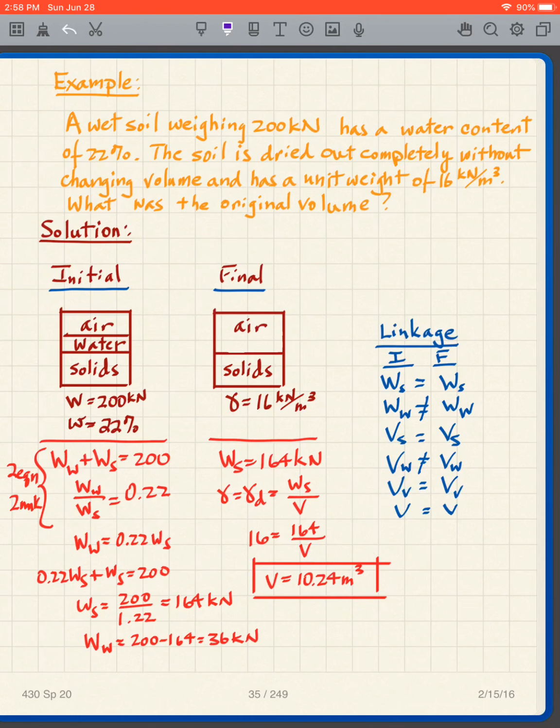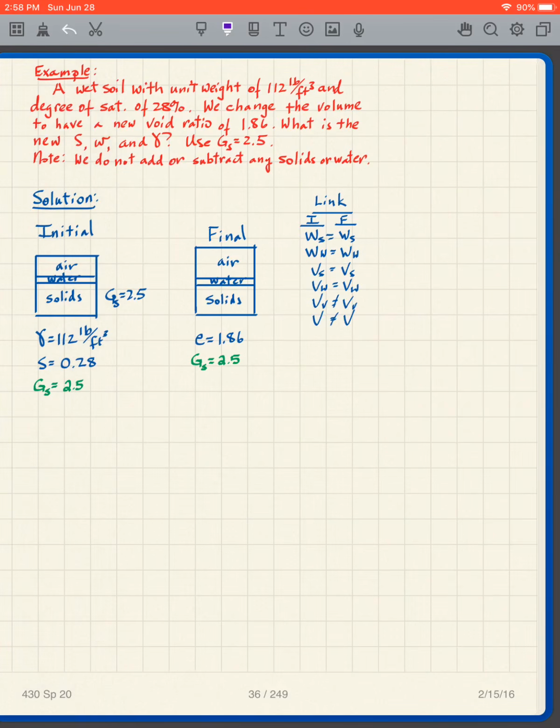That's that problem. Okay, let's read through this one. Now, it says a wet soil with a unit weight of 112 and a degree of saturation of 28%. We start there. We change the volume, okay, and have a new void ratio of 1.86.